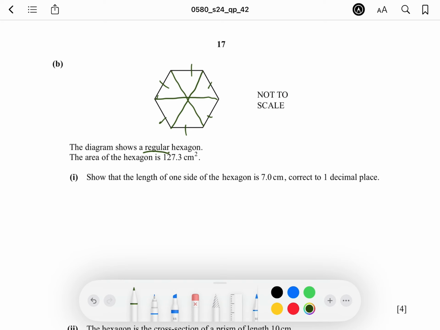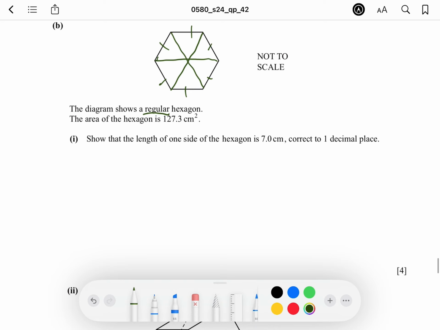Maybe you can try. Okay, so the area of one triangle means 127.3 divided by how many there are? A hexagon has 6 sides, so divided by 6. So 127.3 divided by 6 equals to, okay, make sure you don't round off to 1 decimal place yet, okay? So how do we proceed from here? Yes, Kyra?